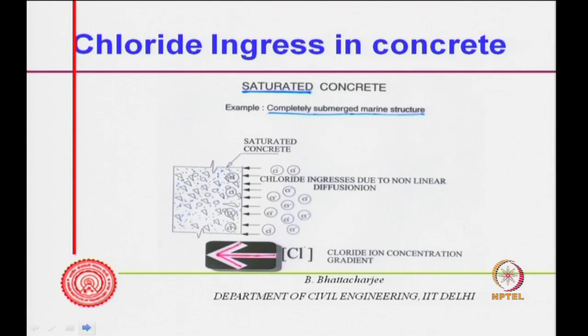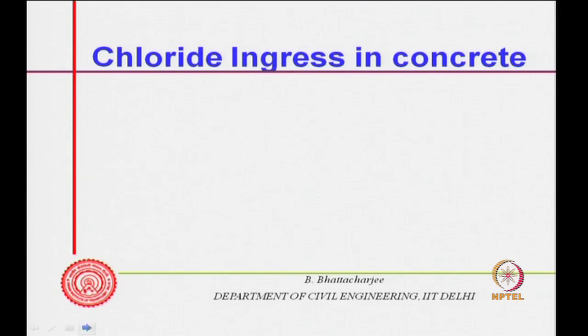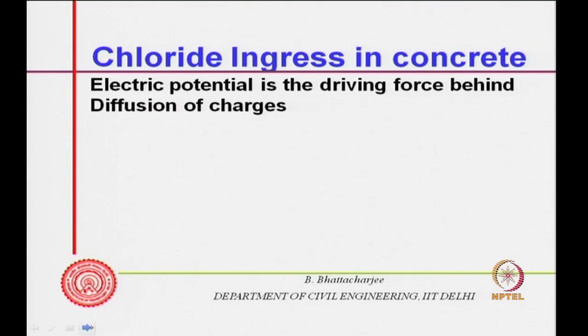Right. So, in saturated concrete, the concentration of chloride ion will be high here and it may not be there inside. Chloride may diffuse by the fixed diffusion equation. And actually for a charged particle, it is electrical potential. Now, if there is a concentration gradient of the charged particle, then there will be a potential gradient also existing, and that would cause driving of the chloride ions.